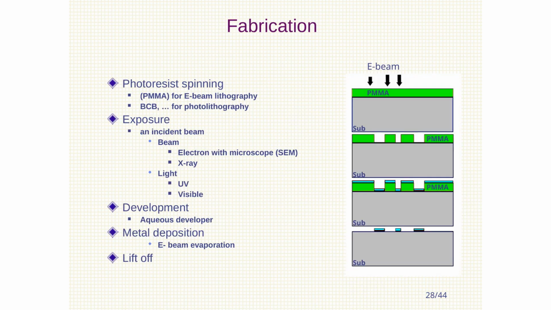Fabrication involves photoresist spinning using PMMA for E-beam lithography and BCB for photolithography. Exposure utilizes electron beams via scanning electron microscope, X-ray, ultraviolet, or visible light. Development employs an aqueous developer. Metal deposition is achieved through E-beam evaporation, followed by a lift-off process. This sequence ensures precise patterning on substrates.